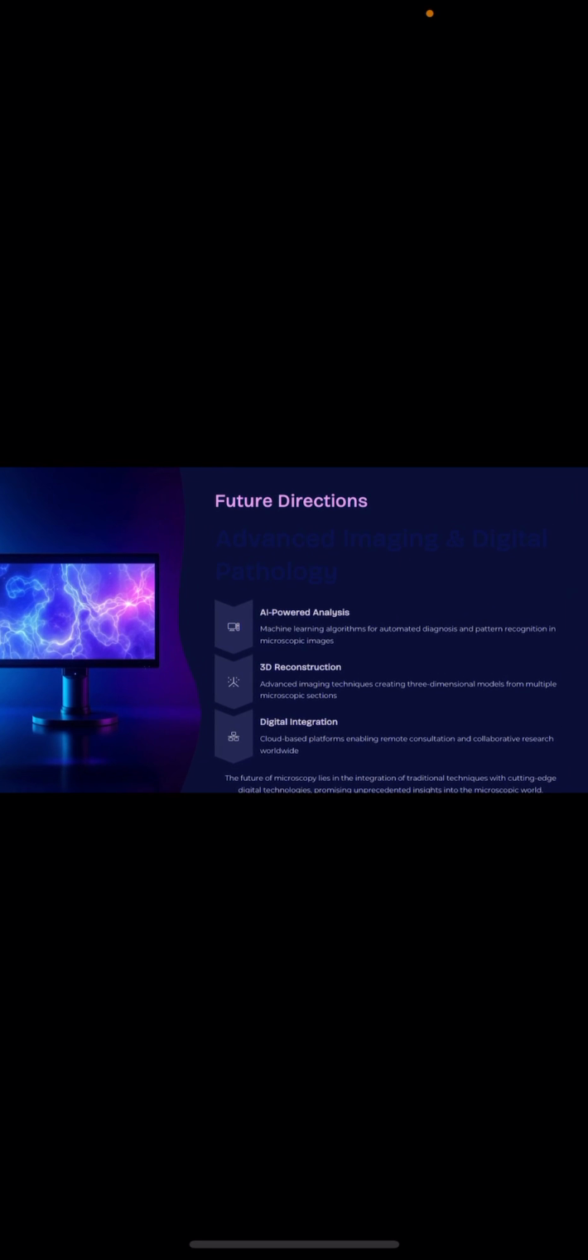Now there are future directions: advanced imaging and digital pathology. What are the future directions of this? AI powered analysis, machine learning algorithms for automated diagnosis and pattern recognition in microscopic images. 3D reconstruction, advanced imaging techniques creating three-dimensional models from multiple microscope sections. Also, there is digital integration, cloud based platforms enabling remote consultation and collaborative research worldwide. The future of microscopy lies in the integration of traditional techniques with cutting edge digital technologies, promising unprecedented insights into the microscopic world.